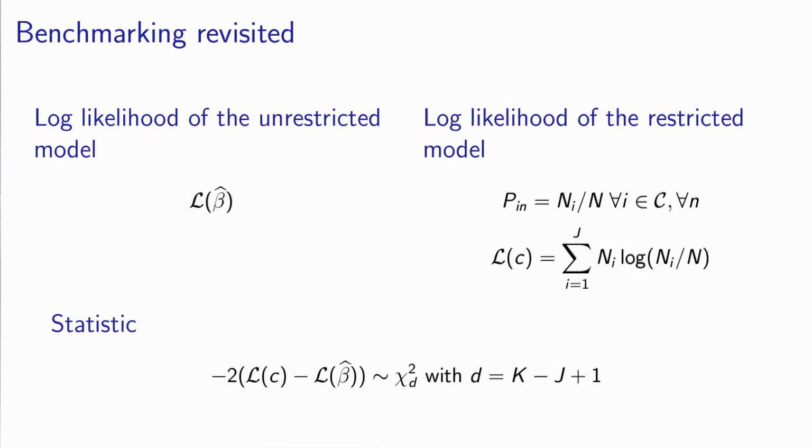And again, the number of degrees of freedom is the difference between the number of parameters in the unrestricted model, which is K, and the number of parameters in the restricted model, which is J minus 1, because J is the number of alternatives, but we had to normalize one of the alternative specific constants to 0, so we have J minus 1 parameters. So the number of degrees of freedom is K minus J plus 1.